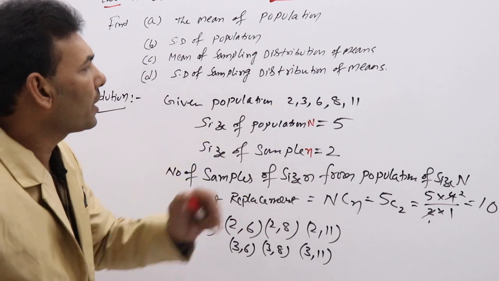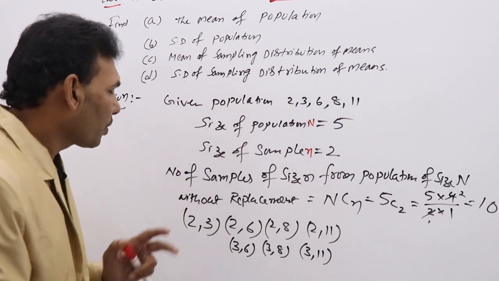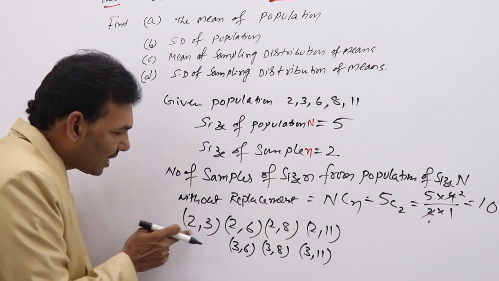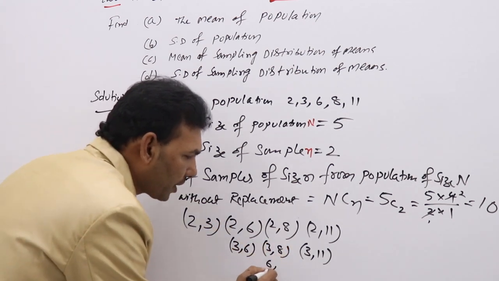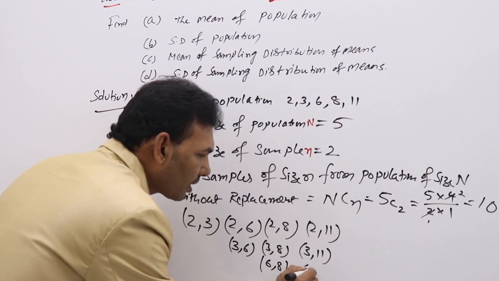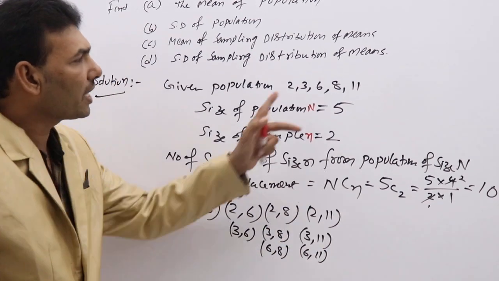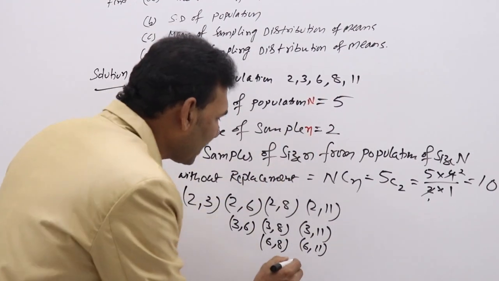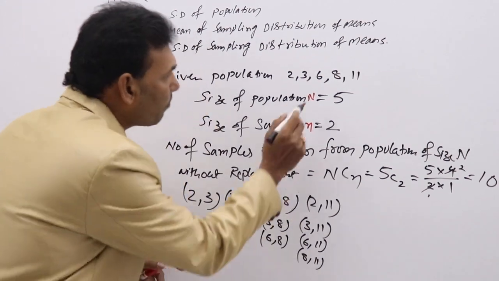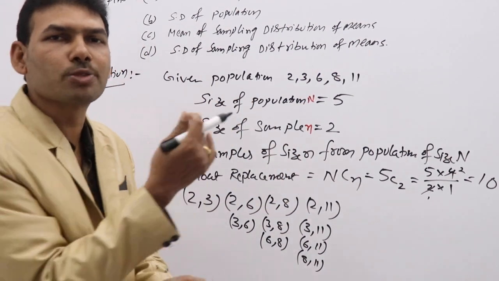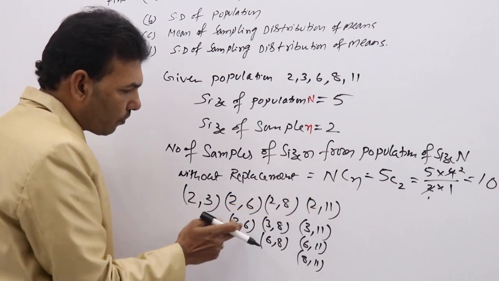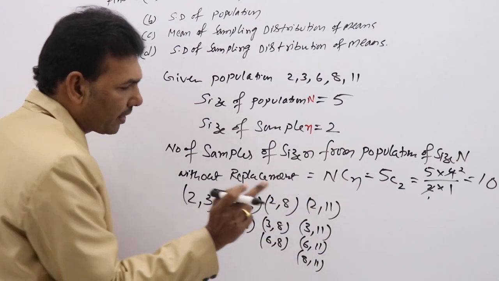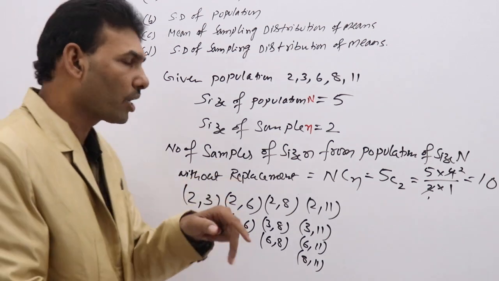Now taking the next number 6, you cannot get 6 3 or 6 2, they are already there. That's why for 6 you need to write 6 8, 6 11. With 8 you will get only 1, 8 11. You cannot pair 8 with any other number, already it is paired with other numbers. So if you count 1, 2, 3, 4, 5, 6, 7, 8, 9, 10, you will get 10 samples without replacement.